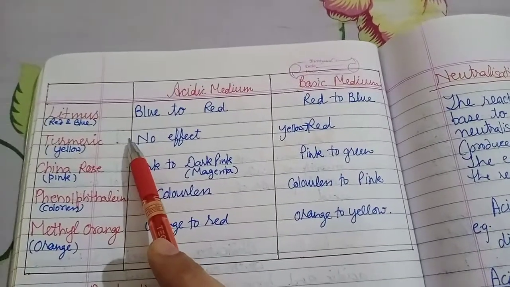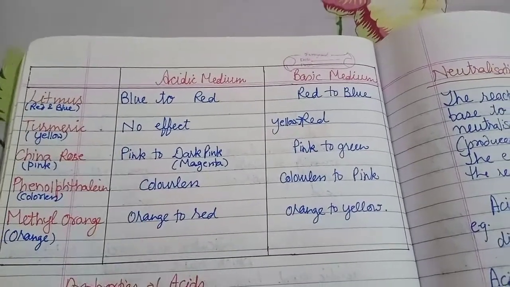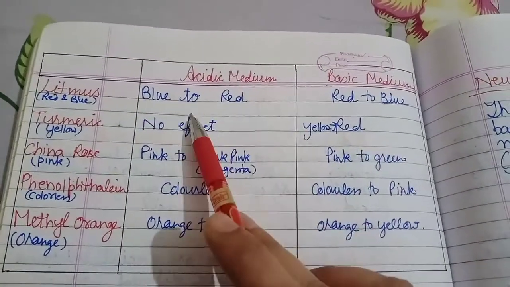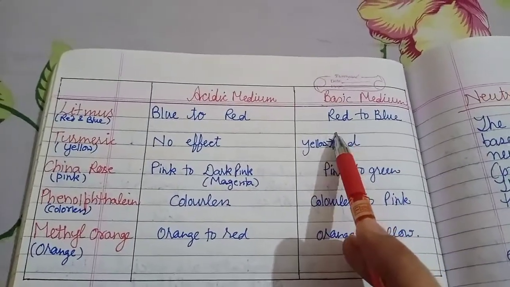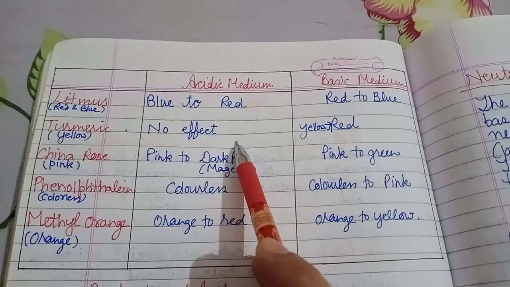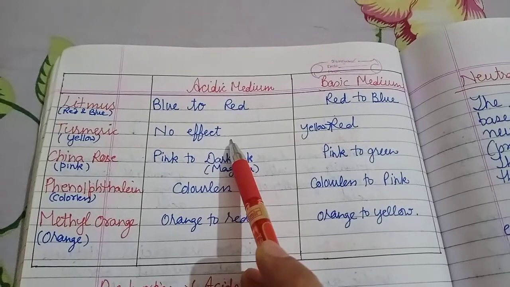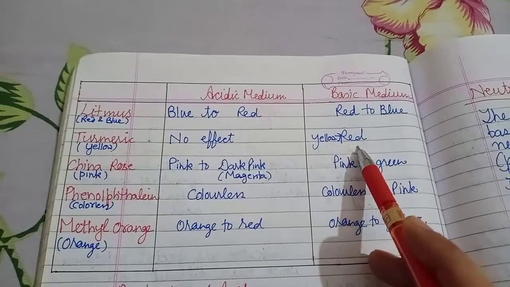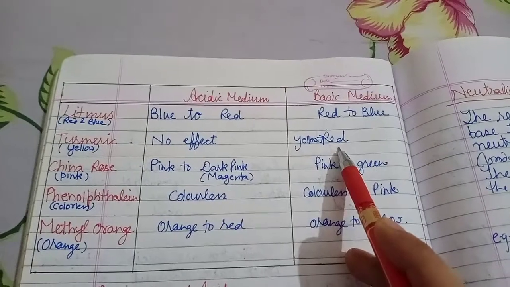Litmus is always present in two colored strips, red strip and blue strip. In acidic medium, it changes the blue strip into red, and in basic medium, it changes the red strip into blue. Turmeric remains yellow in color and gives no effect in acidic medium. But in basic medium, the color changes from yellow to red.